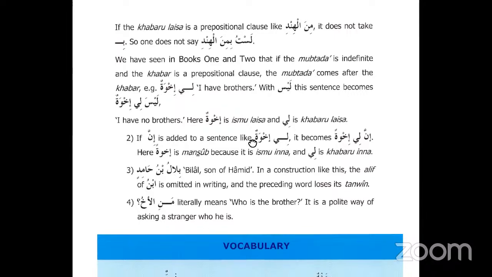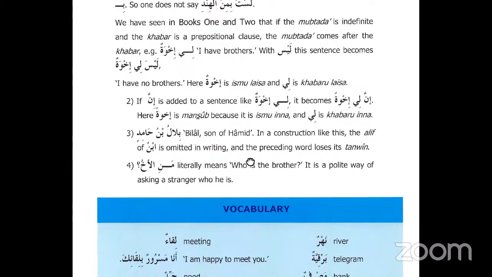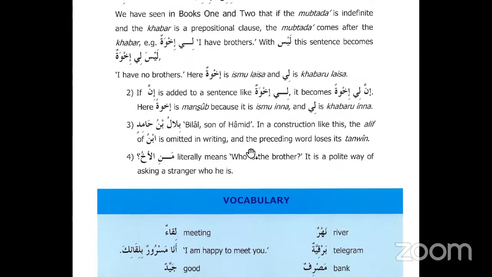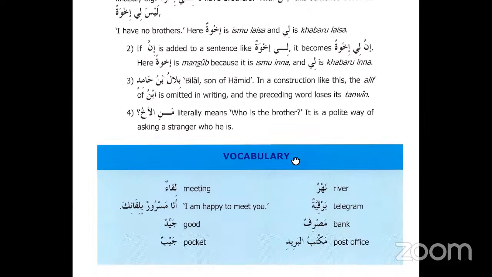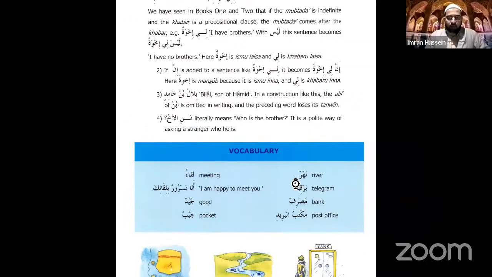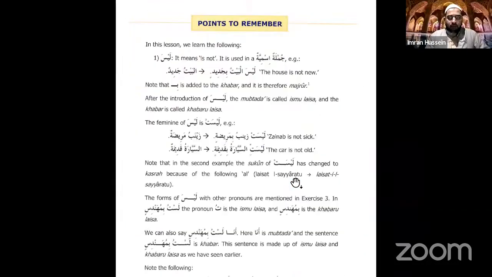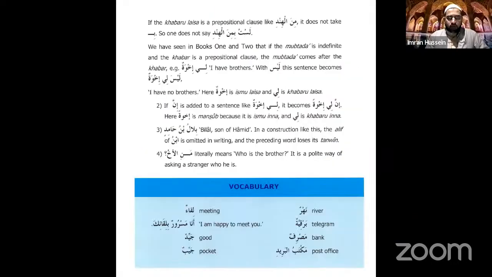Bilalun ibnu Hamidin. Bilal, son of Hamid. In a construction like this, the alif of ibn is omitted in writing and the preceding word loses its tanween. Min al-akh means who is the brother. It is a polite way of asking a stranger who he is. Thank you. Right. Okay. Let's go through some other points.